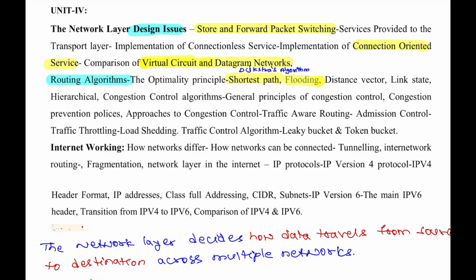Flooding means every node forwards packets to all the neighbors. Then distance vector routing: each router shares distances periodically. And link state routing: each router shares its entire map of the network. Hierarchical routing divides large networks into regions.